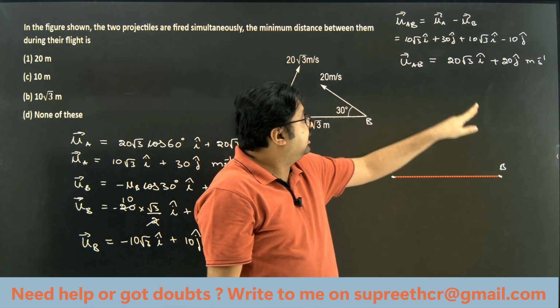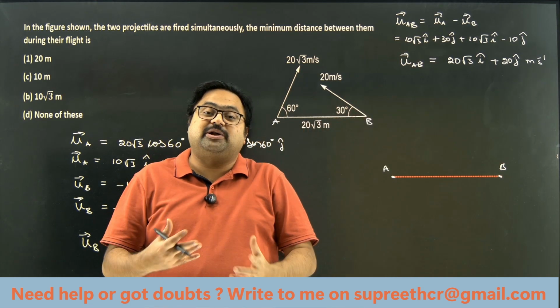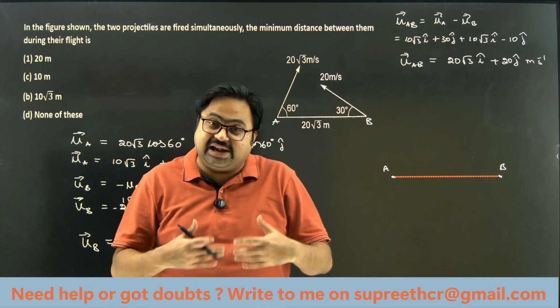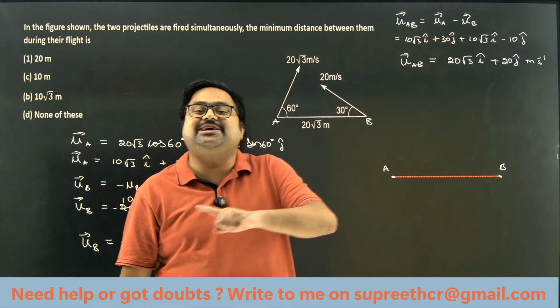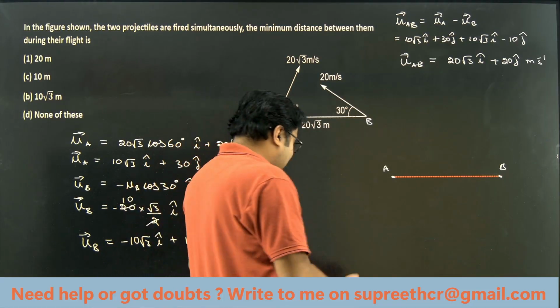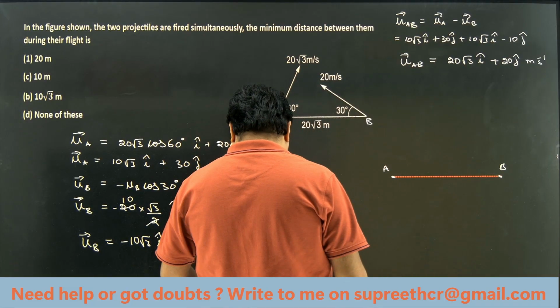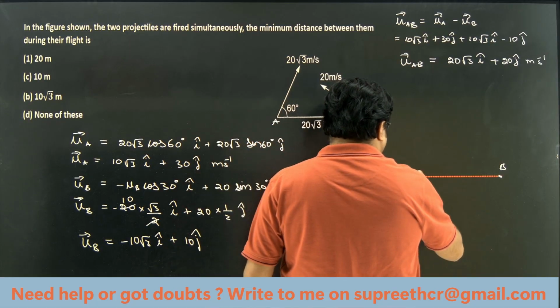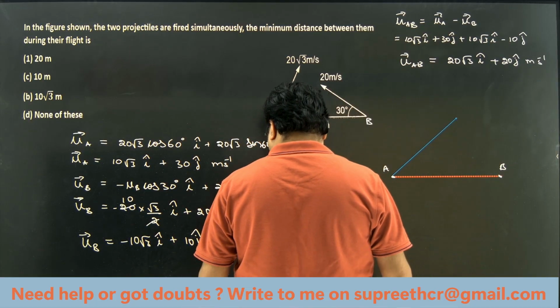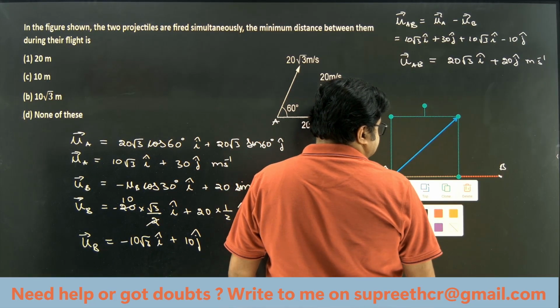So B is seeing A moving with this velocity, and as I told you in the beginning, the two projectiles do not have relative acceleration. That means relative acceleration is 0. That means we will see A going in a straight line. So how is this going? If you just look at this vector, it is in the first quadrant. If it's in the first quadrant, then the vector can be drawn this way. Let me draw the vector like that. Okay, the vector has now been drawn like this.